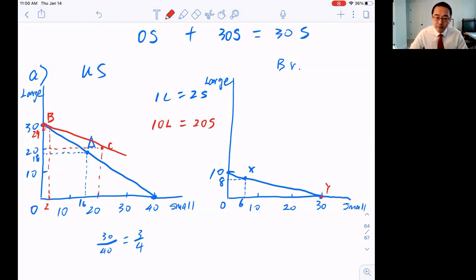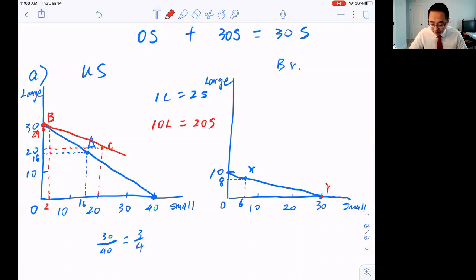Your production possibilities are your consumption possibilities. But when you trade, your consumption moves higher above your PPF. So the US is clearly better off. We should be happy, right?